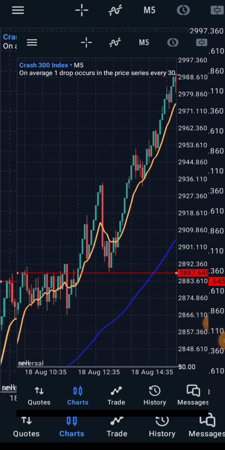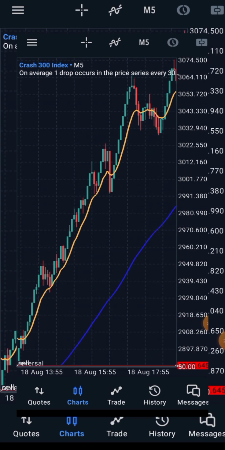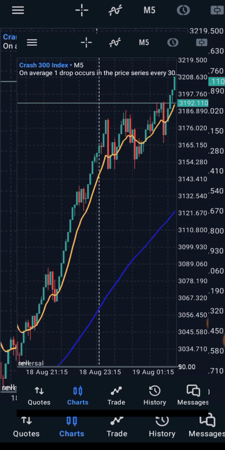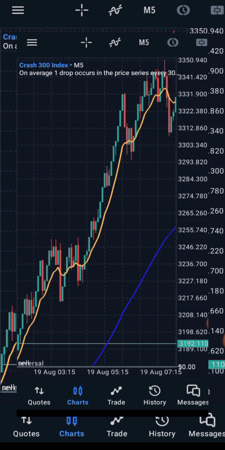So that is it. That is all you have to do. Just mark your entry. I know it doesn't occur all the time, but that is one of the best. I use it a lot. The price action and the EMA are one of the best.